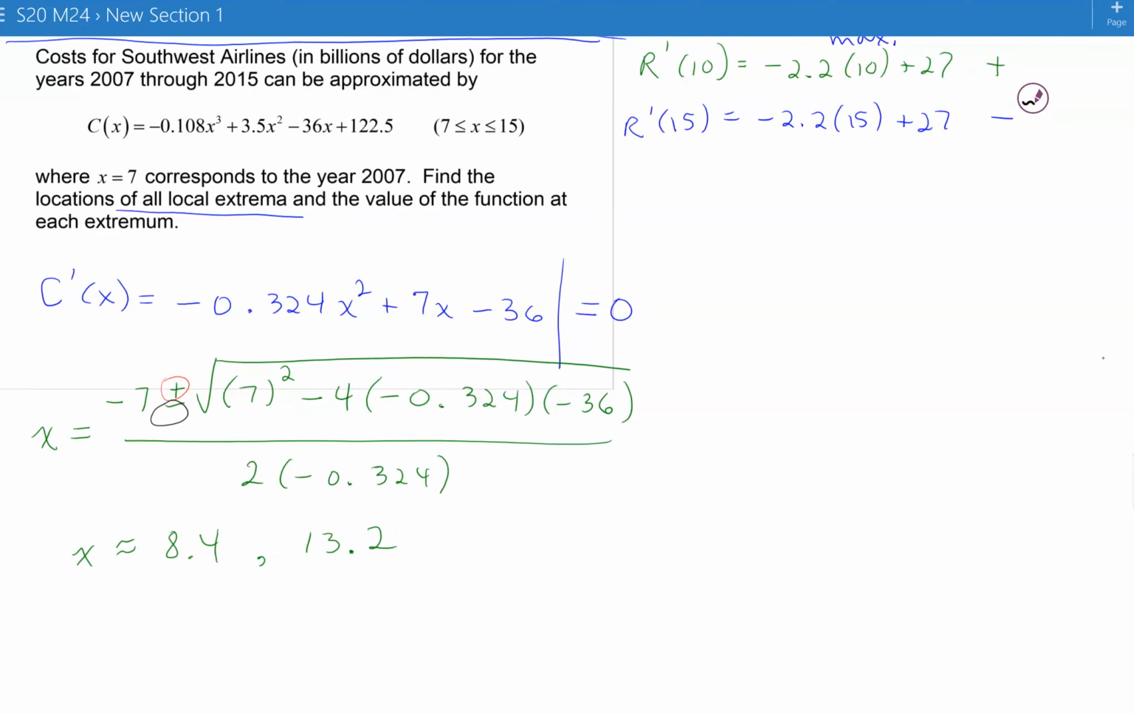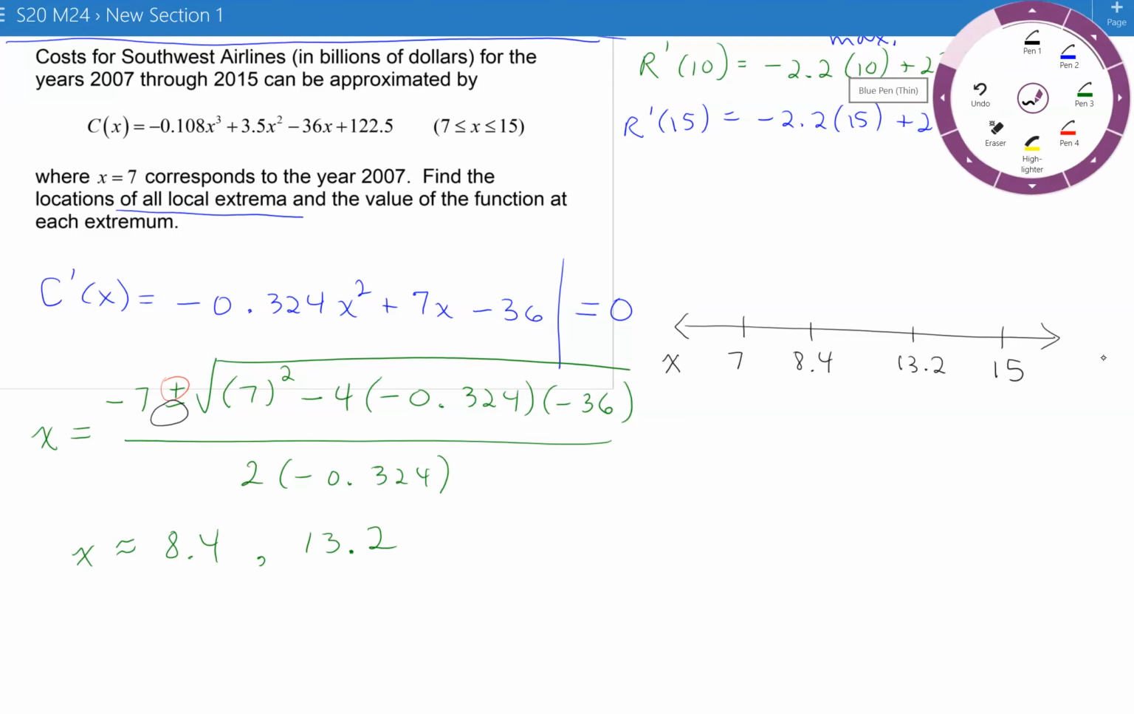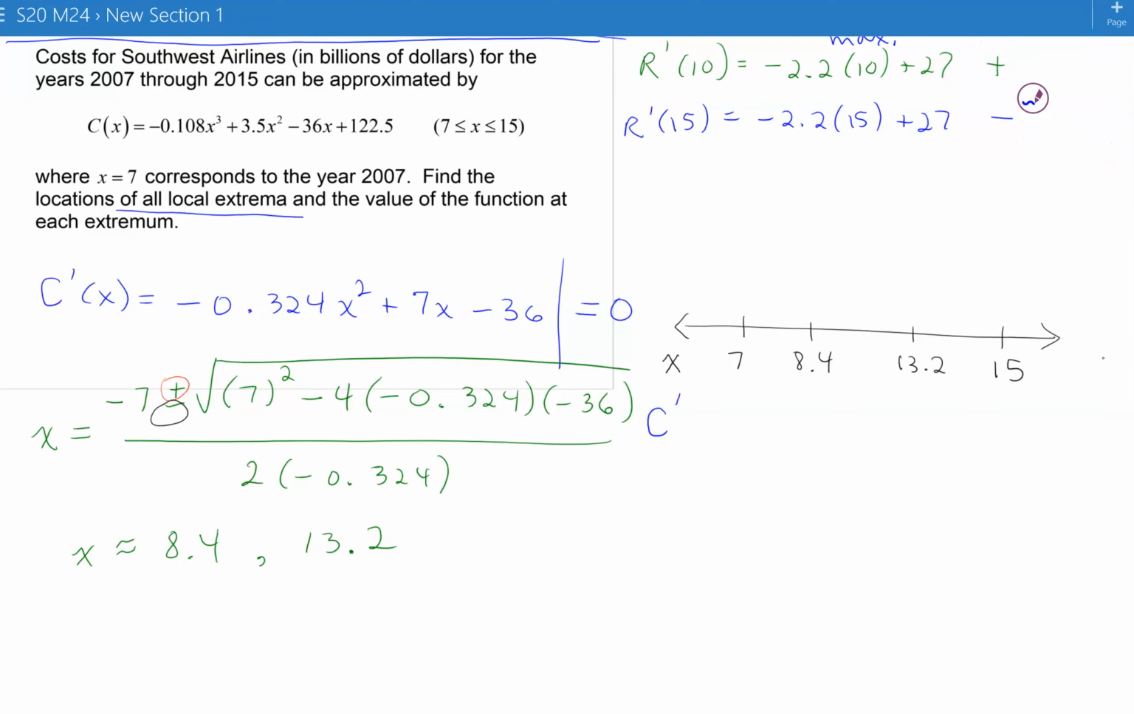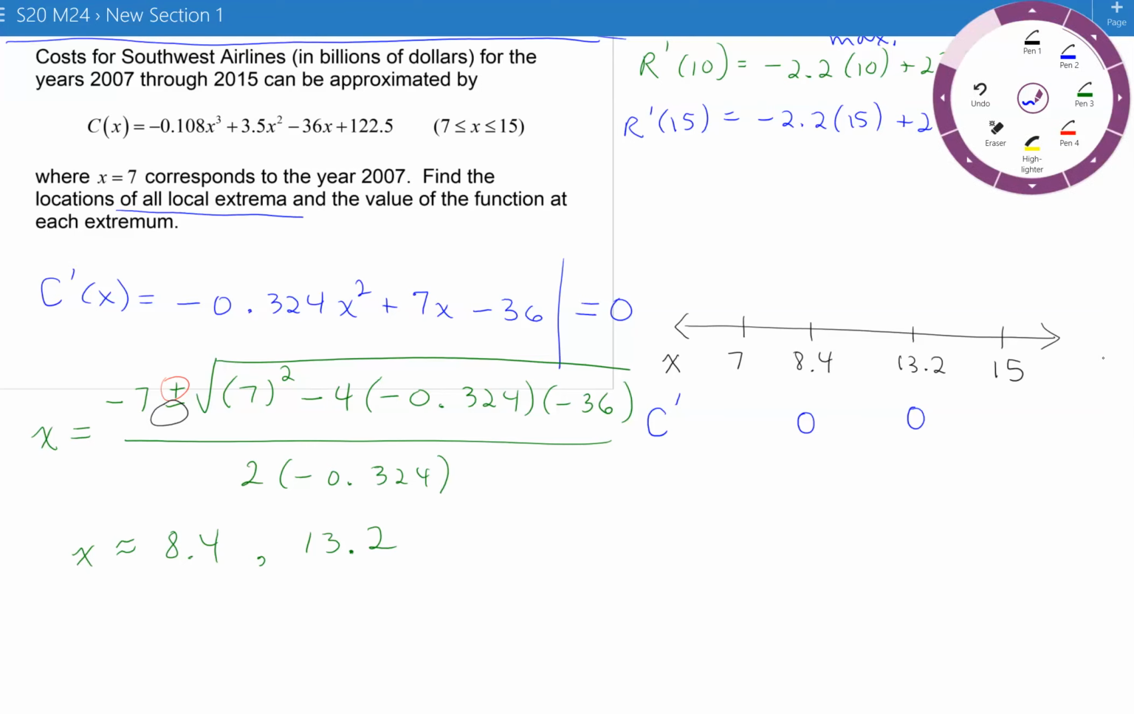So then we need to put those on a number line, and this function is only good starting at 7, and then we've found 8.4 is a critical number, and 13.2 is a critical number, and 15 is the end of when this function is good. So these are x values. And then I want to look at the derivative, and I know the derivative is 0 at 8.4, and it's 0 at 13.2. So now I need to figure out what happens in the intervals.